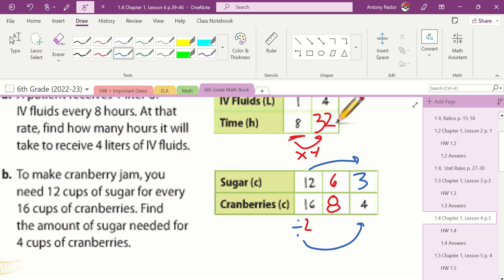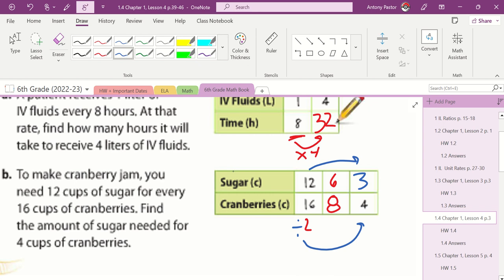This is a ratio table. What it's saying, reading it from left to right, is for 12 cups of sugar, I need 16 cups of cranberries. For 6 cups of sugar, I'm going to need 8 cups of cranberries. For 3 cups of sugar, I'm going to need 4 cups of cranberries. And then we can continue on.